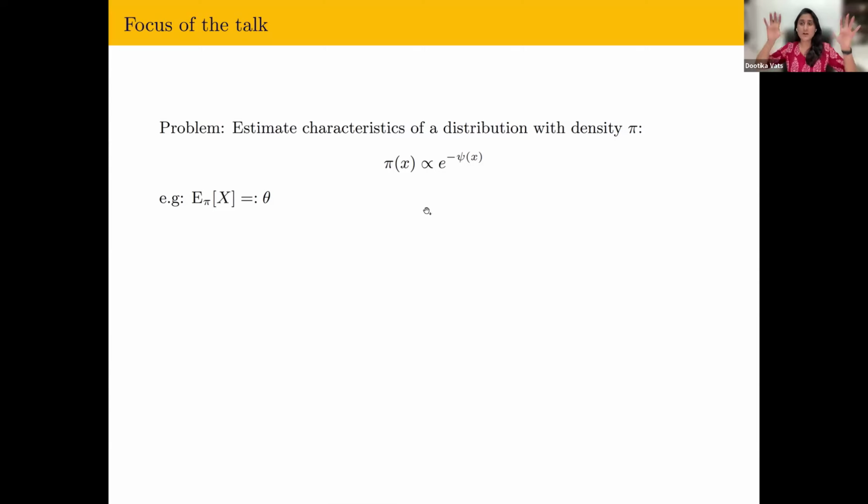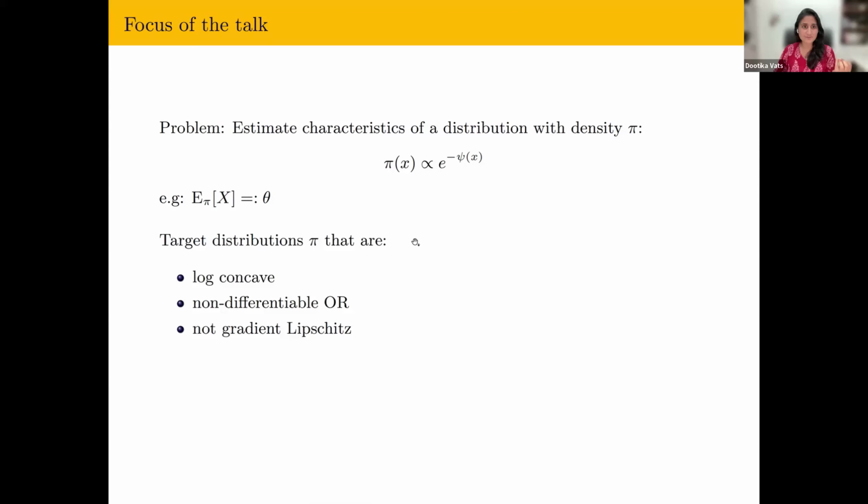This is the overarching focus, and the restrictive focus is that we are considering target distributions pi within the following restrictive class. They're log concave, which means psi of x is convex. They could be non-differentiable, which means psi of x is non-differentiable, or they could be such that the gradient of psi of x is not Lipschitz. So it has maybe very fast decaying tails, or it is not differentiable. These are the class of distributions we're interested in, and a lot of what I say will be restricted to this class.